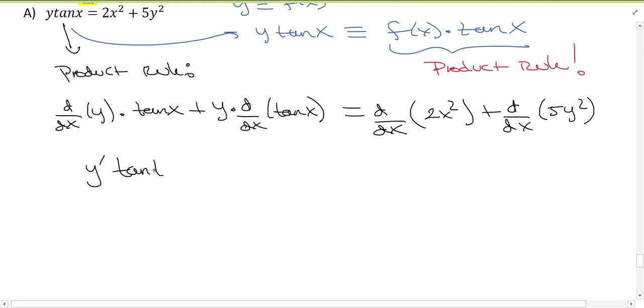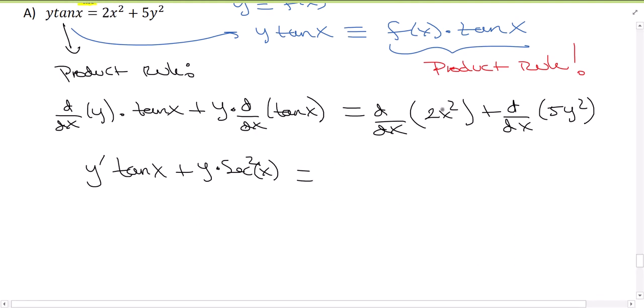So I have y prime tangent x plus, now that's just y, times the derivative with respect to x of tangent x. The derivative of tangent is secant squared of x. And notice that even if I wanted to use the chain rule here, I could. It will be the derivative of tangent, right? And then by chain rule times the derivative of the inside, which will be the derivative of x with respect to x. But this is just 1. So when I'm taking the derivative of the variable with respect to the same variable, then that derivative is just 1. So that's why you don't see it when it's x with respect to x.